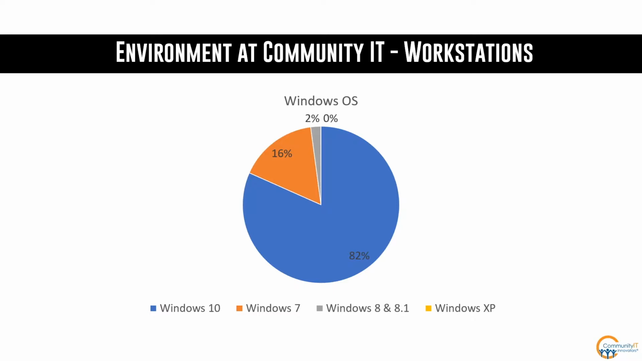Just because it's end of support doesn't mean the system is going to turn off and not run, but it does mean you're not going to get security updates for those systems, which is a pretty significant loss. So this is the environment here at Community IT, and I'm assuming that for the folks on the webinar, your experience and breakdown may be similar, with a couple of Windows 7 machines hanging around, and some servers hanging around as well.